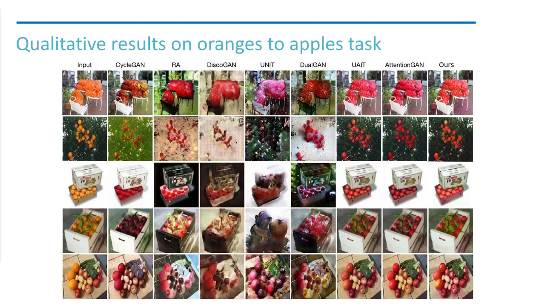Here we can see the qualitative results on the oranges to apples task. The leftmost column is the input and the columns to the right show the translation results of other methods compared to our method in the last column. We can observe that our results are quite close or sometimes better than other techniques. Also, our results are unaffected by unwanted translation of the background for this task.